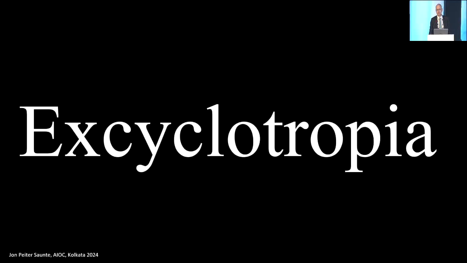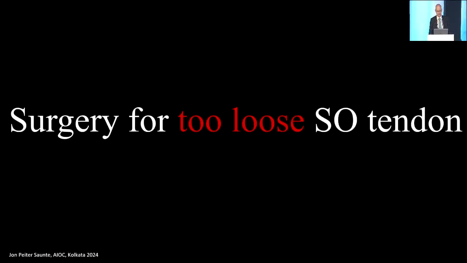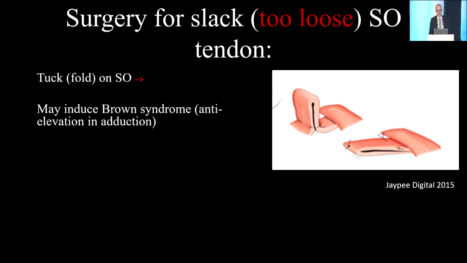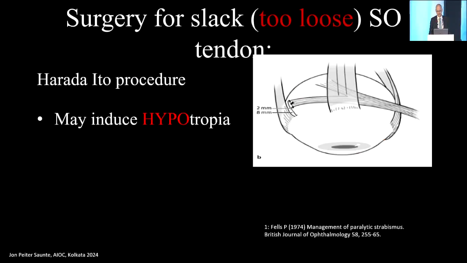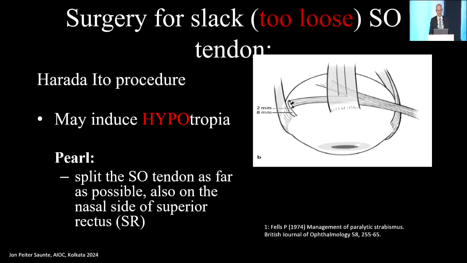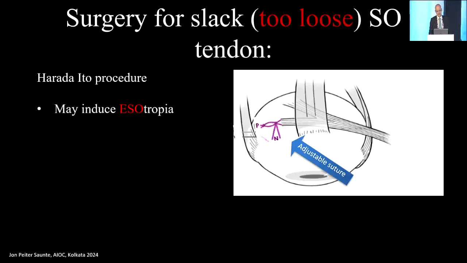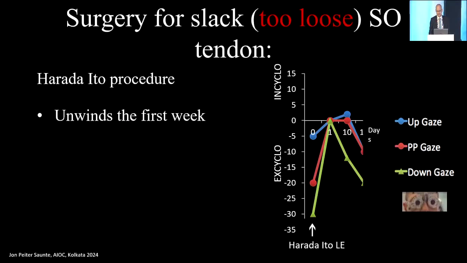If you want to take care of excyclotropia, what to do? You can tuck it. When you tuck the tendon, to avoid inducing a Brown, you need to do repeat force reduction testing to see if you have created a Brown syndrome. Harada-Ito may actually produce hypotropia, so if you split the tendon posteriorly, you will take care of that. Many ways to do this technique are discussed, and I know Eric Boughton will discuss this a little bit later, so I'll just skip a few of these slides.